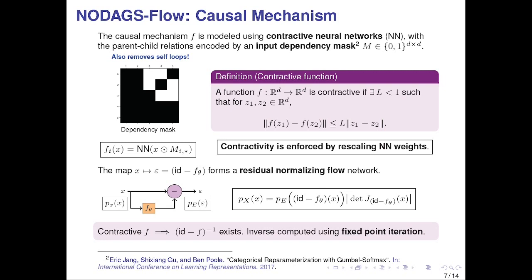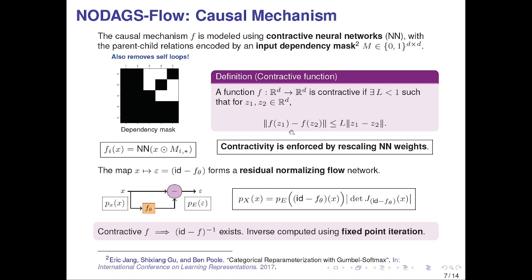Before we talk about how we evaluate the log determinant of the Jacobian, we first provide some details about the causal mechanism. The causal mechanism is modeled using contractive neural networks, where a contractive function is nothing but a Lipschitz function whose Lipschitz constant is less than 1. Additionally, we use an input dependency mask, which is a binary matrix sampled from Gumbel's softmax distribution, shown in the figure, which explicitly encodes the parent-child relations.